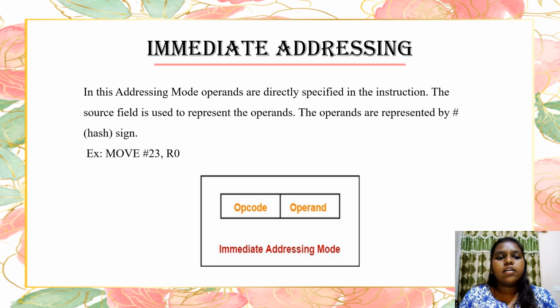Immediate addressing. In this addressing mode, operands are directly specified in the instruction. The source field is used to represent the operands. The operands are represented by hash sign. Example, move #23, R0.